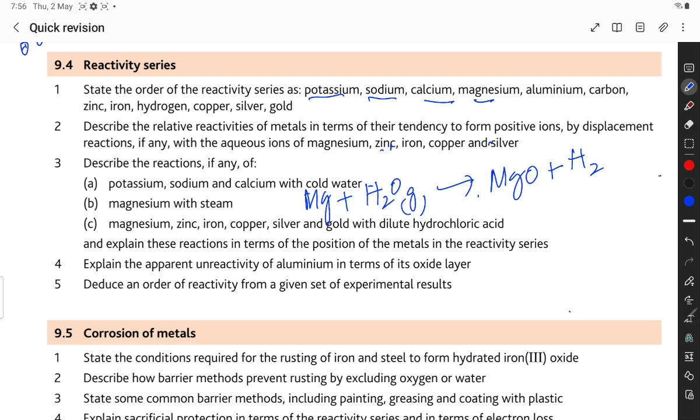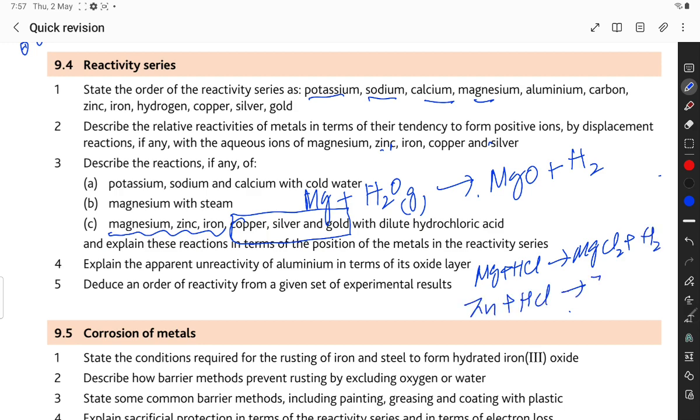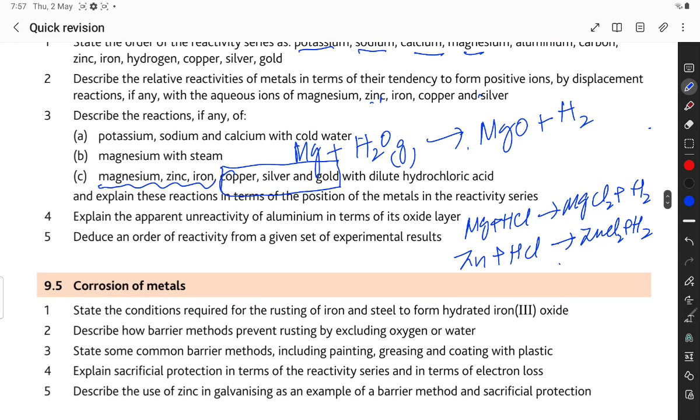Magnesium, zinc, iron, copper, silver and gold with dilute acid. Only magnesium, zinc and iron react with dilute acid. The other metals are less reactive, so cannot react with dilute acids. Magnesium reacts with dilute HCl to form magnesium chloride plus H2. Zinc reacts with HCl to form zinc chloride plus H2 gas. Similarly, iron, the same reaction, 2 over here, 2 over here.